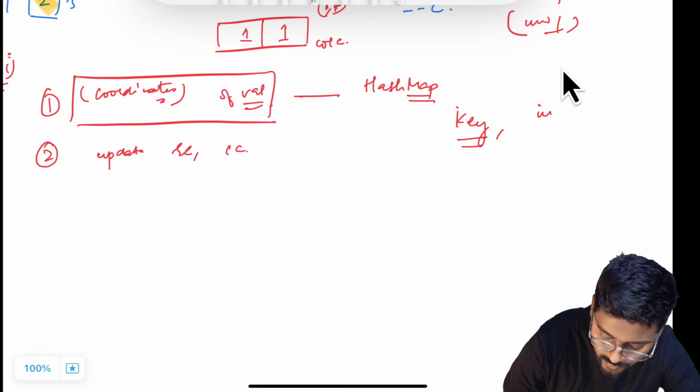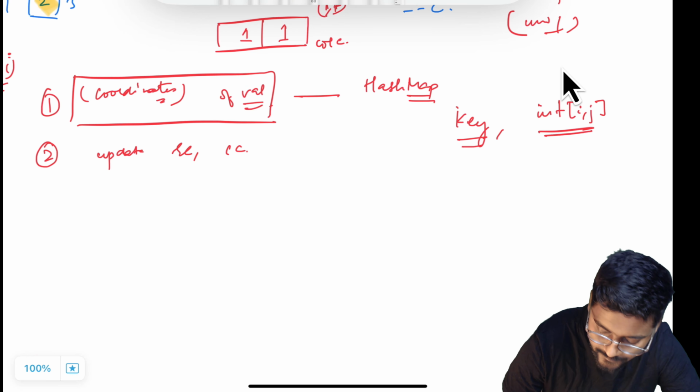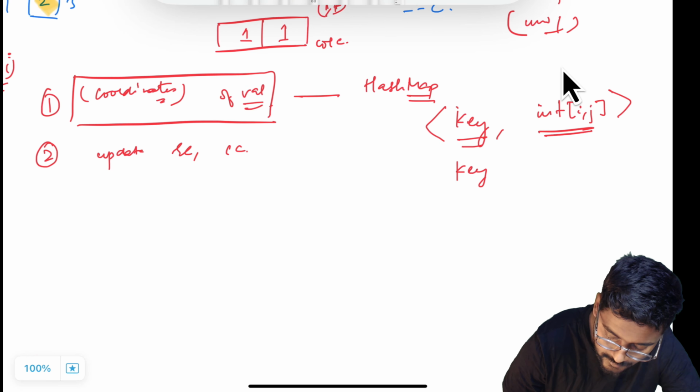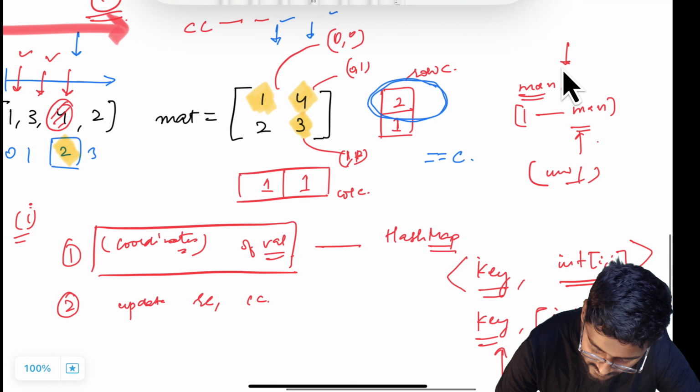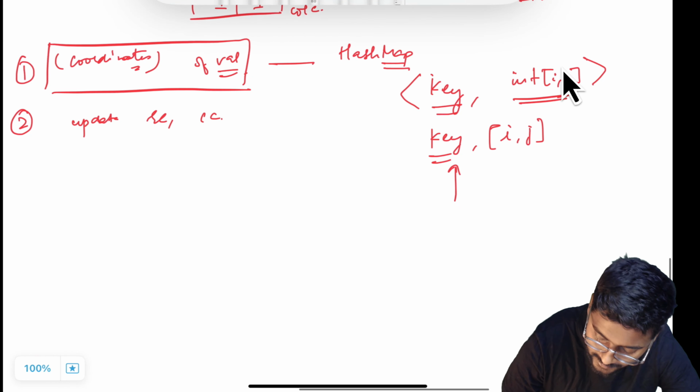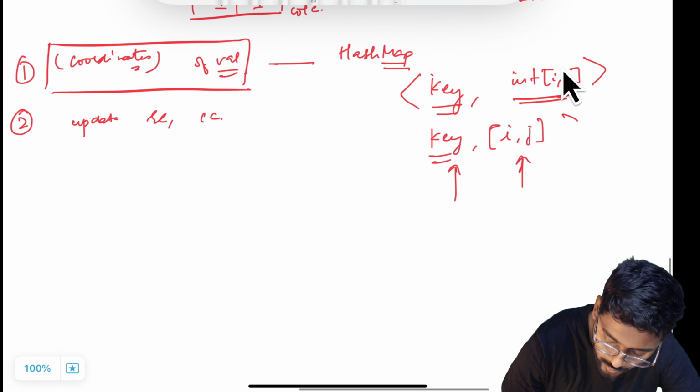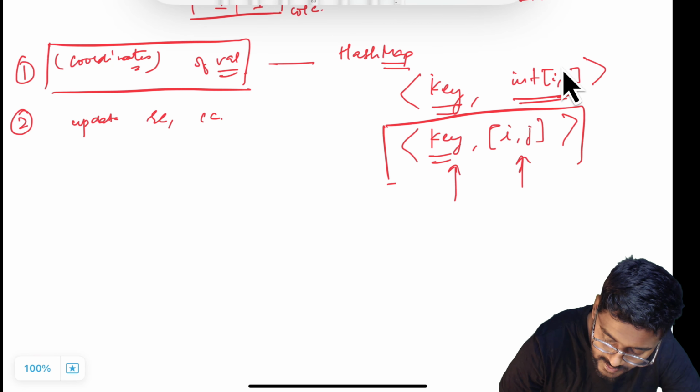And for the value, I can take my coordinates i, j. This you can take as the hash map. Key is your value from the matrix, and the value in the hash map is the coordinates. So this is my hash map.